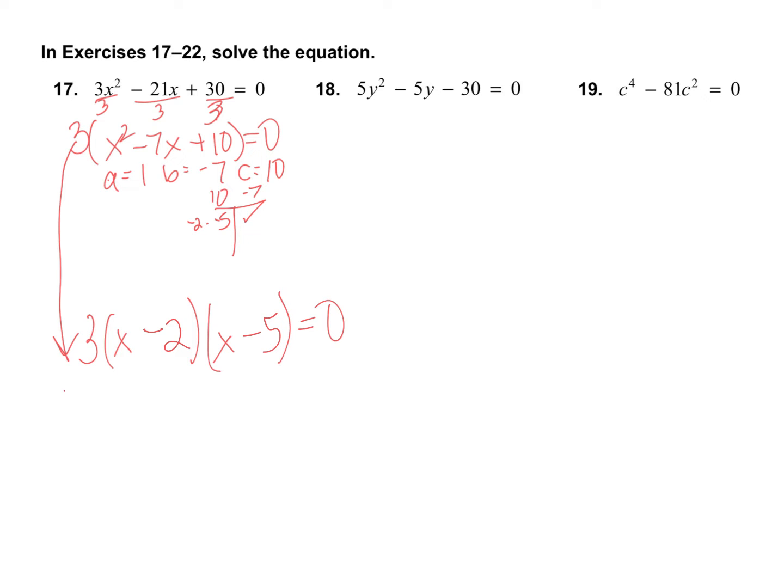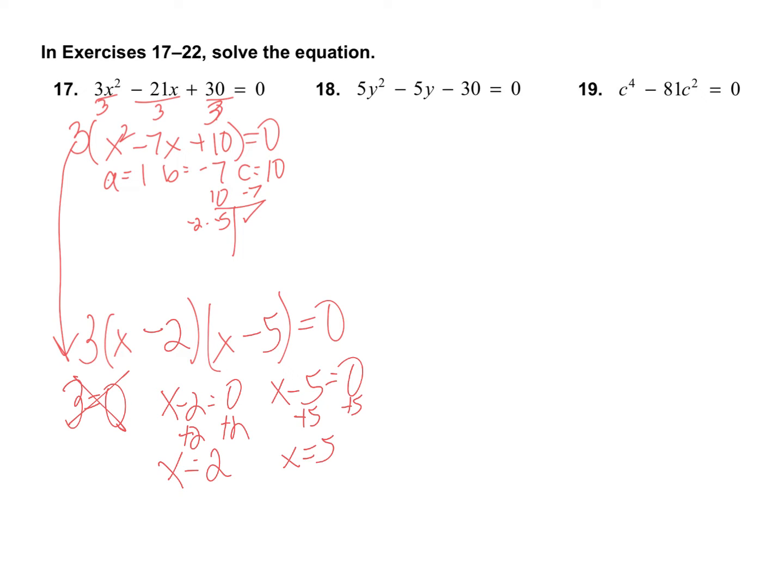Now I'm going to do the zero product property, where I set each factor equal to 0, and I solve. I have to throw this one out because 3 can never equal 0. I want to remind you that I am modeling to you how I expect to see your work. So my solutions are 2 and 5. That looks like negative 2. Okay, got it. So 2 and 5 are my solutions.